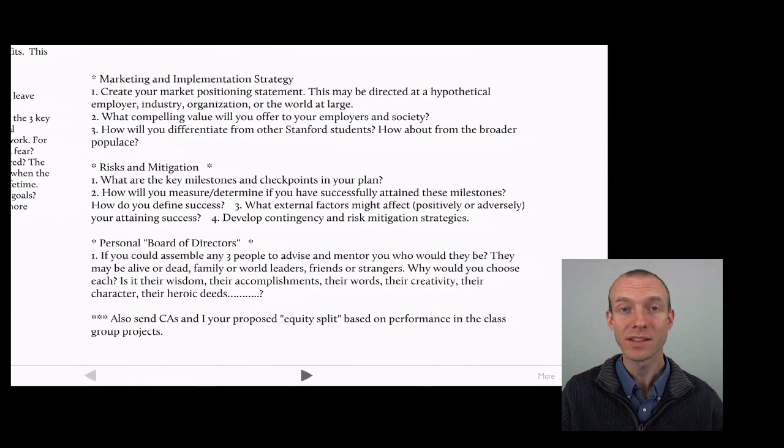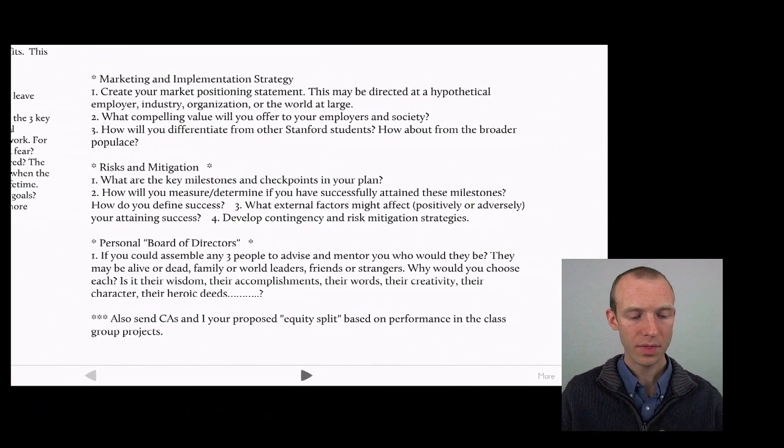On the topic of weaknesses, you might think about risks and how you might mitigate those risks. Is there a certain set of milestones or checkpoints that you want to lay out in your future? And how will you measure or determine if you've met those milestones? Are there some external factors that might come into play that you might think about mitigating those sources of risk? Or is there an additional piece to your education that you want to fill in next?